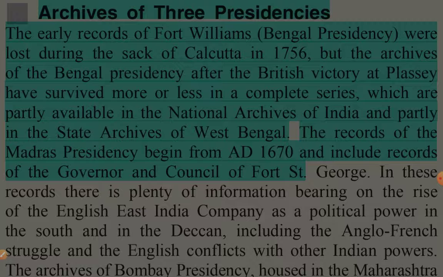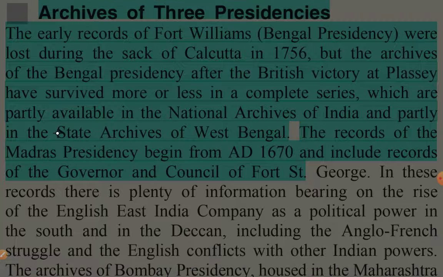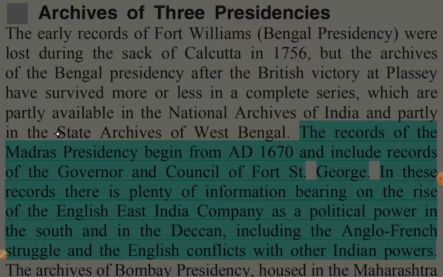Archives of three presidencies. The early records of Fort William's Bengal presidency were lost during the sack of Calcutta in 1756, but the archives of the Bengal presidency after the British victory at Plassey have survived more or less in a complete series, which are partly available in the National Archives of India and partly in the State Archives of West Bengal.